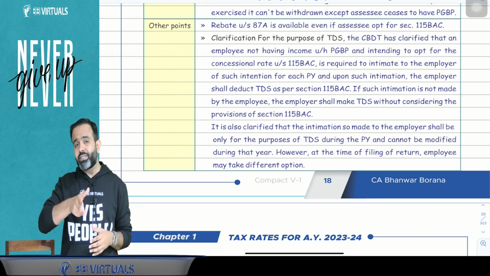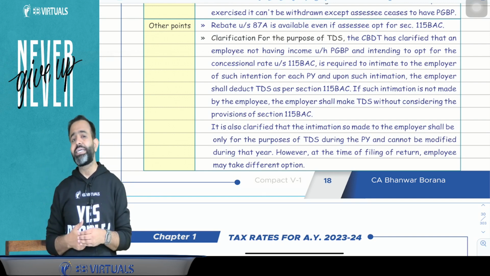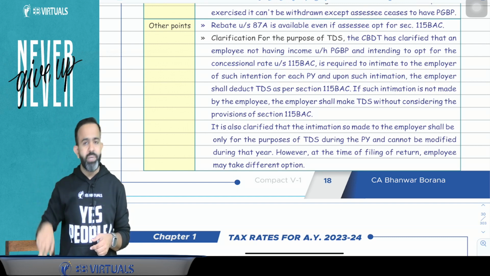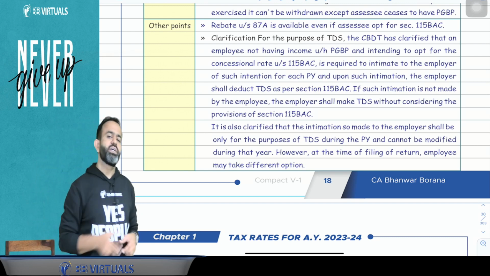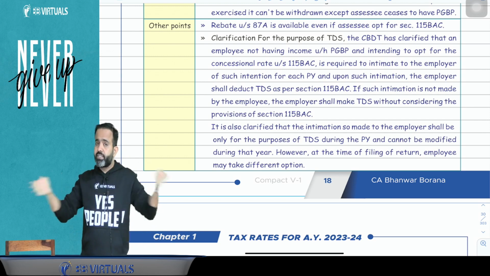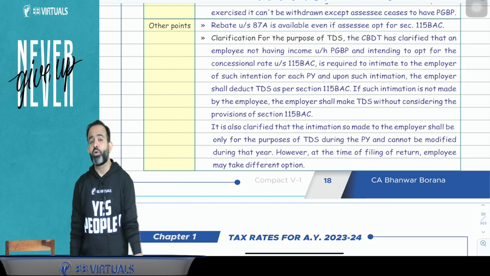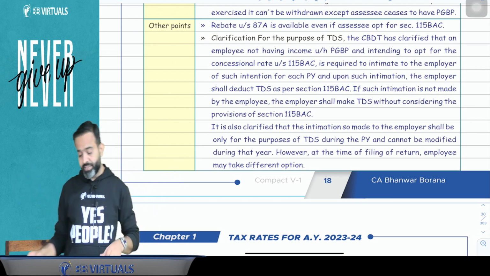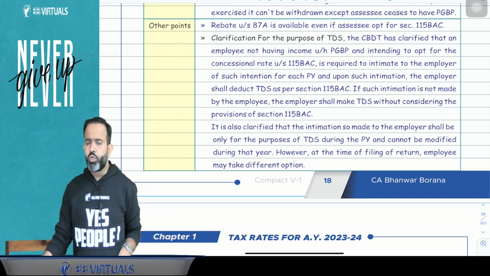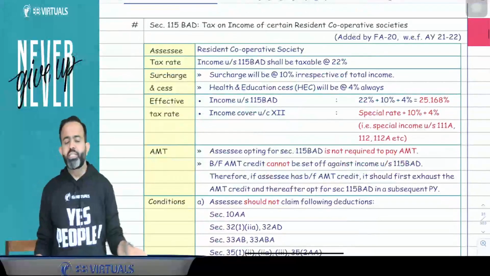Or vice versa. For example, here the employer deducted the TDS as per 115BAC. But at the time of filing of return, the employee realized that the existing system is more beneficial. So can the employee file the return as per the existing system? Answer is yes. Is it possible? No problem at all.